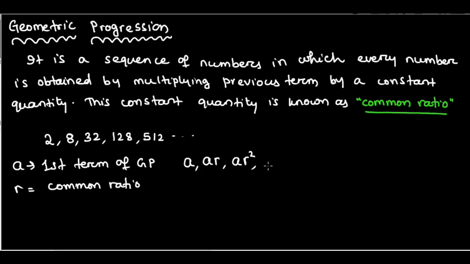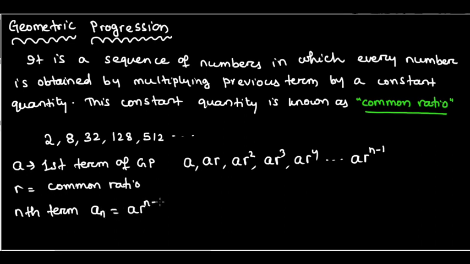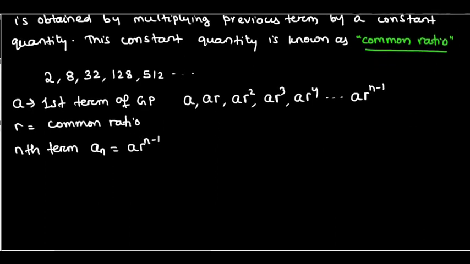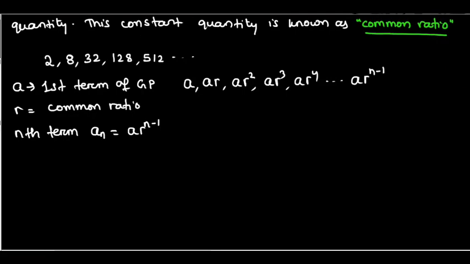Similarly, the fourth term will be A into R to the power 3. The fifth term will be A into R to the power 4, and similarly the nth term will be A into R to the power n minus 1. So remember that in GP the nth term is given by an is equal to A into R to the power n minus 1. And students, remember that this common ratio can be a whole number or it can be a fraction. Means it can be greater than 1, it can be less than 1.